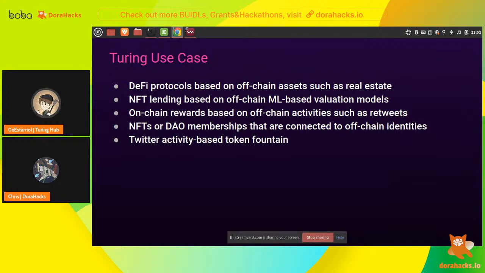For example, DeFi protocols can work based on off-chain assets, like real estate or stocks. Or an NFT lending protocol can use an off-chain machine learning algorithm for estimating the value of the NFT. There are so many potentials of Turing.